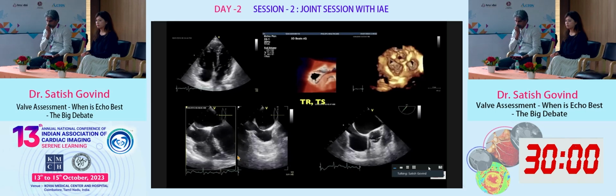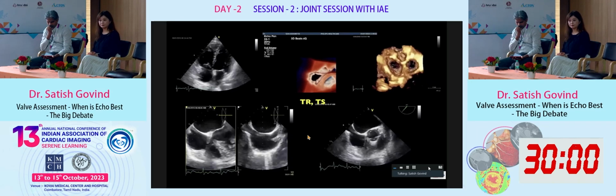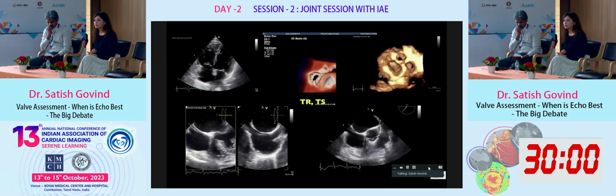And then we have TEE also, which is very useful. There are a lot of standardized views where we can look at the tricuspid valve with TEE. So that's how it works out.